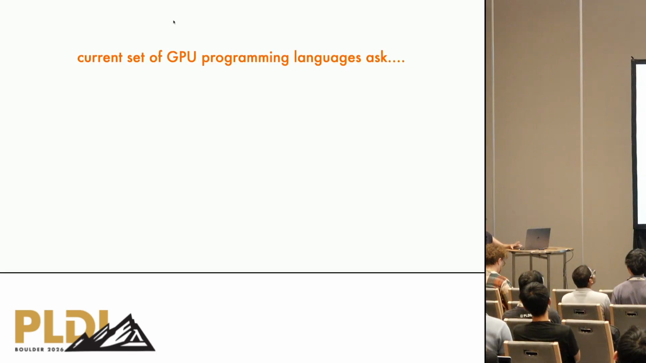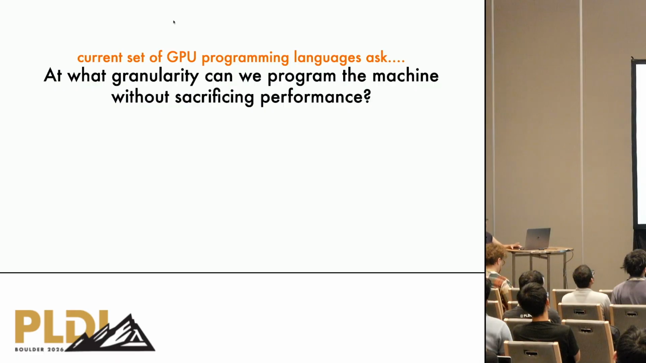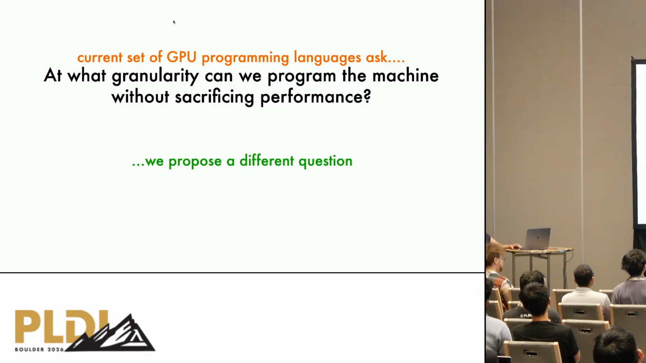So you may be wondering then, well, Manya, I can see you're going to propose a language. What level of the hierarchy are you planning on choosing? And I think this is a general question that current GPU programming languages ask of themselves: at what abstraction should they expose the machine so that they can still continue providing modularity without sacrificing performance? And I think this is the wrong question to ask.